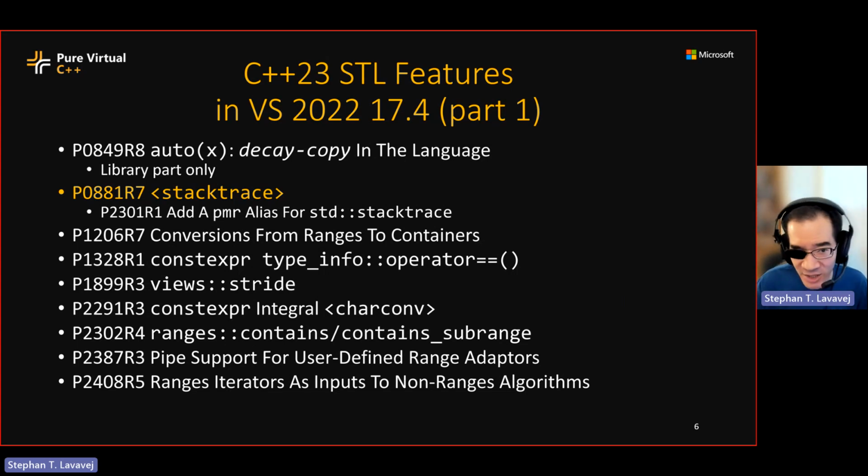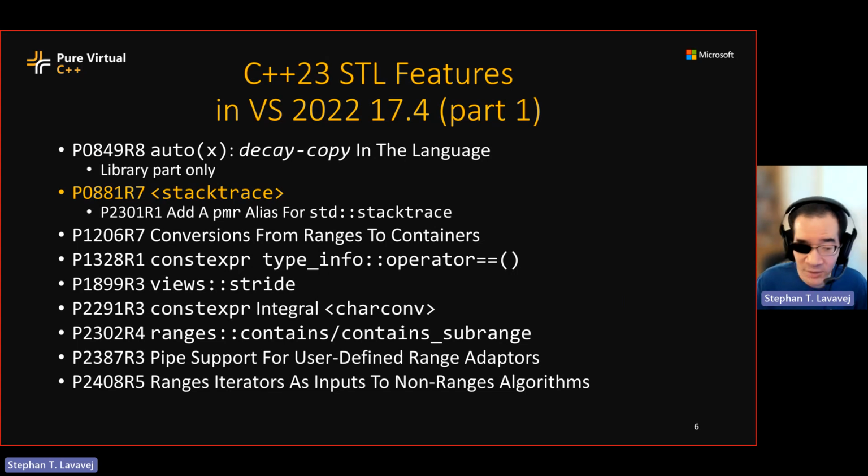For completeness, I mentioned the library part of AutoXDK copying the language, but we have not yet implemented the compiler part of that feature. We've implemented stack trace. We're going to see that one with an example. That one's very cool. Not highlighted with an example, but a very large and very important feature is the P1206R7 conversions from ranges to containers.